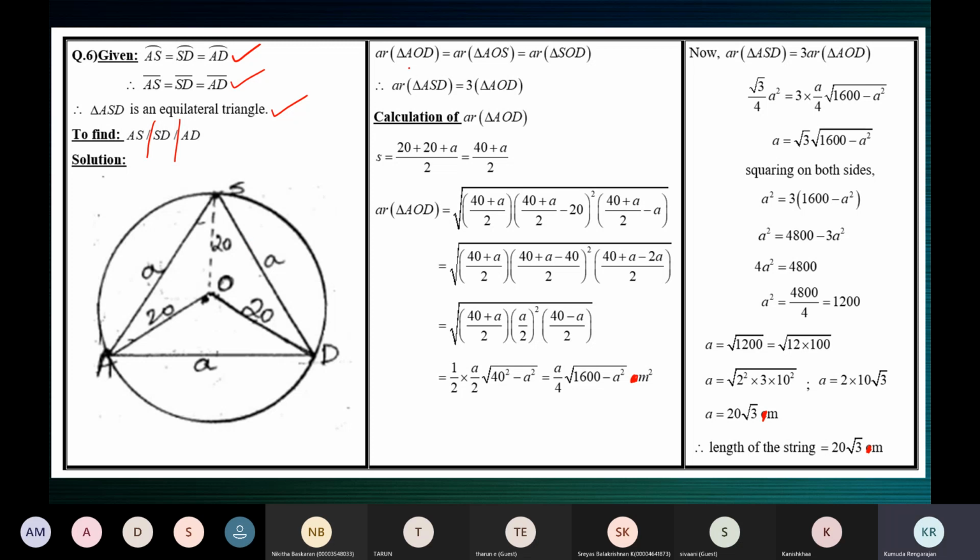So the area of triangle AOD is equal to the area of triangle AOS, which is equal to the area of this triangle, because all these three triangles have the same sides 20, 20 and A. That means the area of the whole equilateral triangle ASD is equal to thrice the area of triangle AOD, or you can say AOS or SOD, any one.